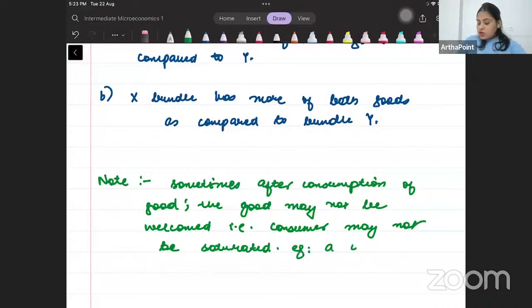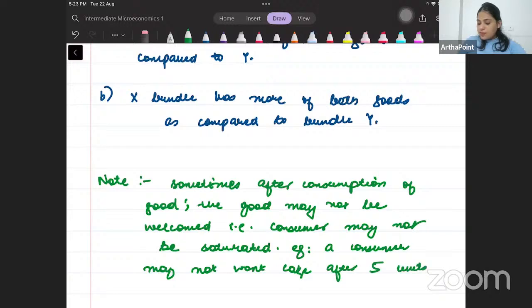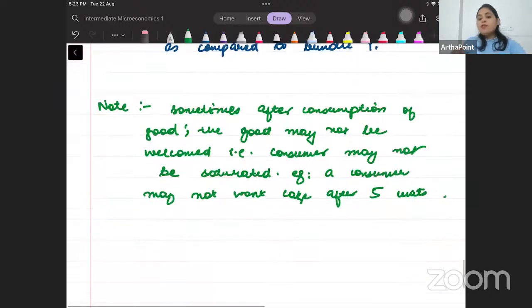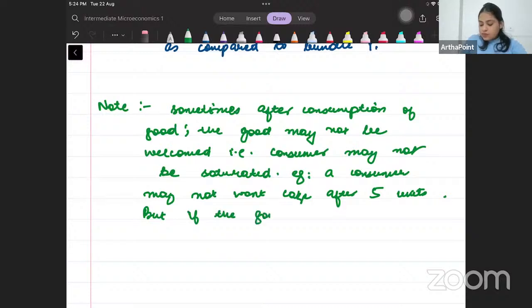Example, a consumer may not want cake after 5 units. तो उस टाइम पे फिर मोनोटोनिसिटी विल नॉट होल्ड ट्रू. मोर विल नॉट बी प्रेफर्ड. 5 के बाद उसका सैचुरेशन आ गया है, अब वो और कंज्यूम नहीं कर सकता. बट प्लीज राइट डाउन, बट इफ द गुड्स are more generally defined.